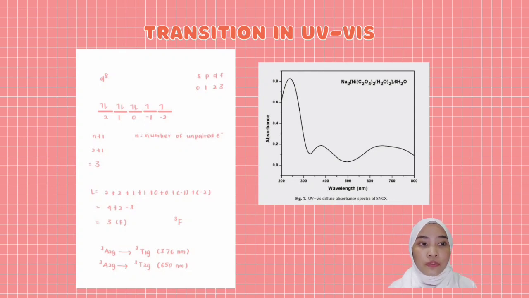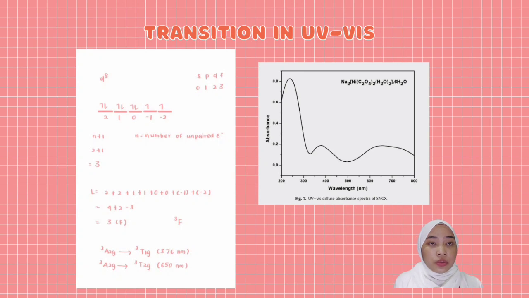First of all, I will fill my 8 electrons in the orbitals. After that, I'll use the formula n+1, where n stands for the number of unpaired electrons. I have 2 unpaired electrons, so 2 + 1 equals 3. After that, I need to calculate the value of L, which I got as 3. So 3 stands for F state. So we got the ground state equal to 3F.